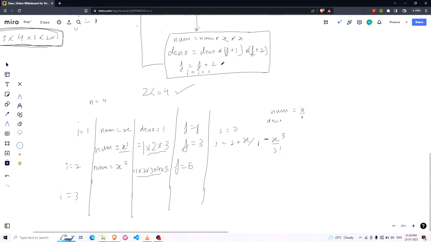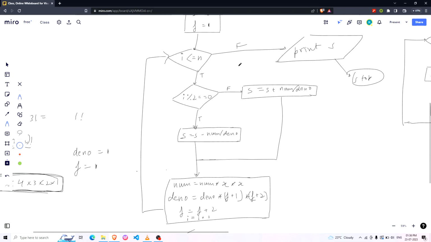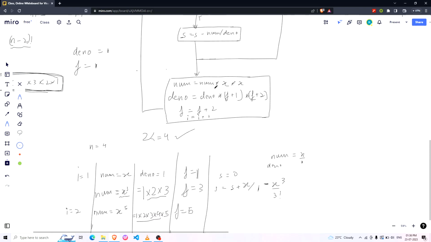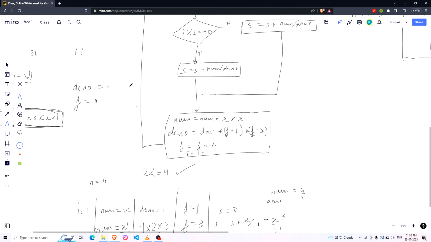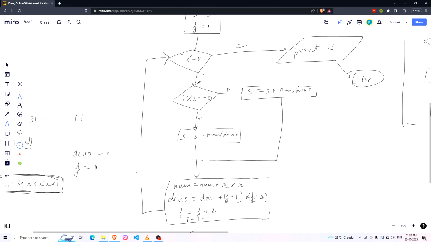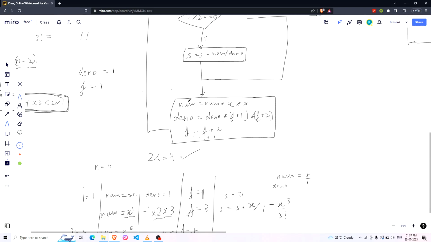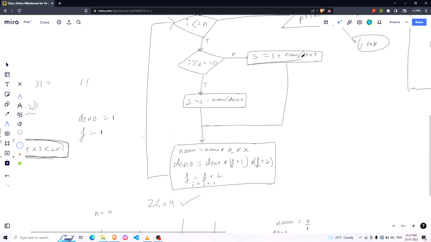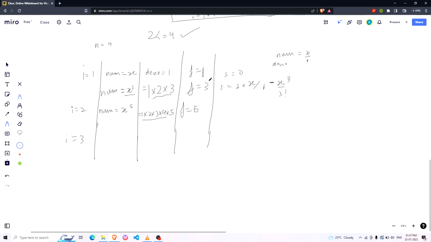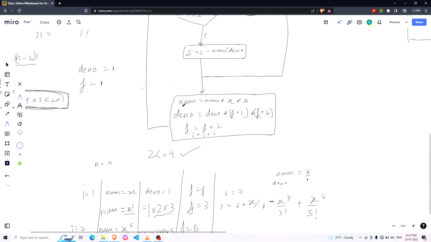So again, we'll come to the beginning of this loop. We'll check whether I is less than equal to n. I is 3 right now and n is 4, which is true. So we'll go here. We'll check whether I is divisible by 2, which is false, which means we need to add numerator by denominator into s. Right now, numerator is x to the power 5 and denominator is 5 factorial. After adding, we'll come here again.